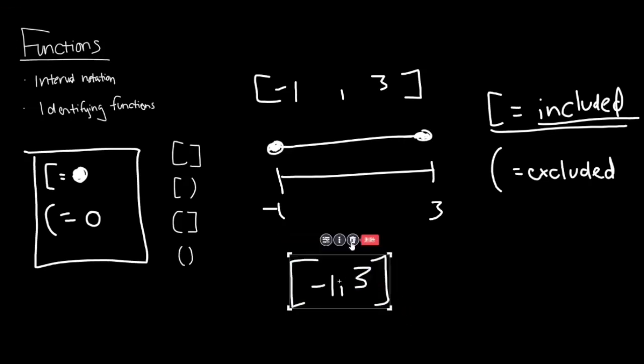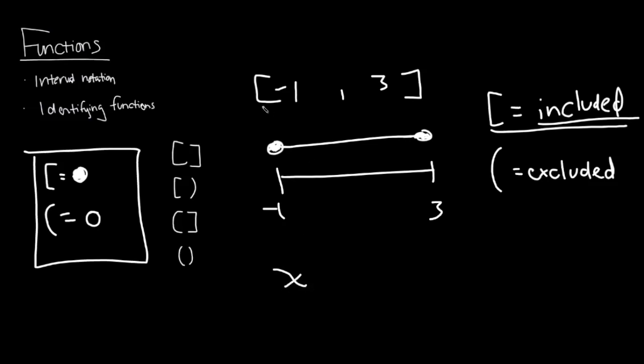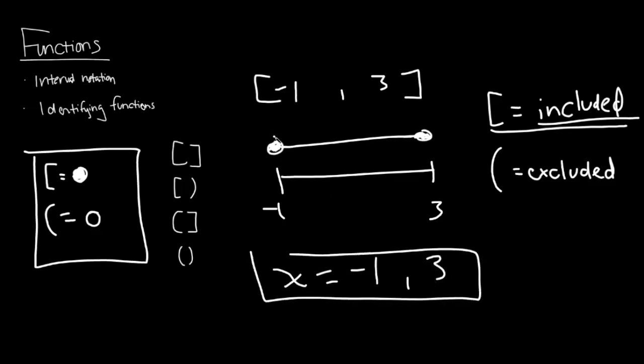And remember, square brackets mean include. That means with the square bracket at -1, x can equal -1, and with the square bracket at 3, x can also equal 3. Be sure to keep in mind that x can equal any number in between these two numbers as well. When you write interval notation, or when you see the number line with filled in circles, it means x can equal -1, x can equal 3, and x can also equal any number in between.